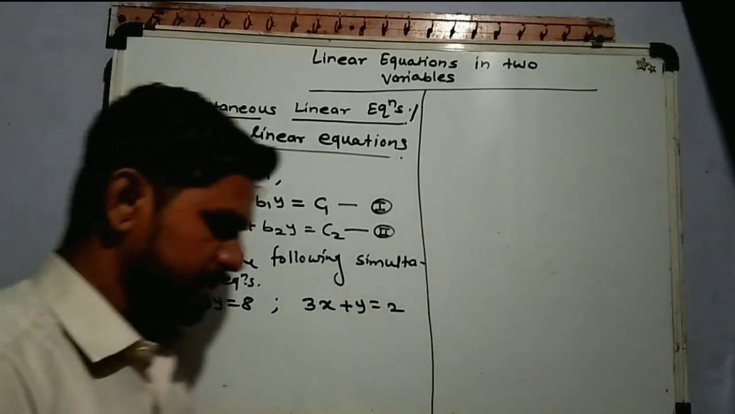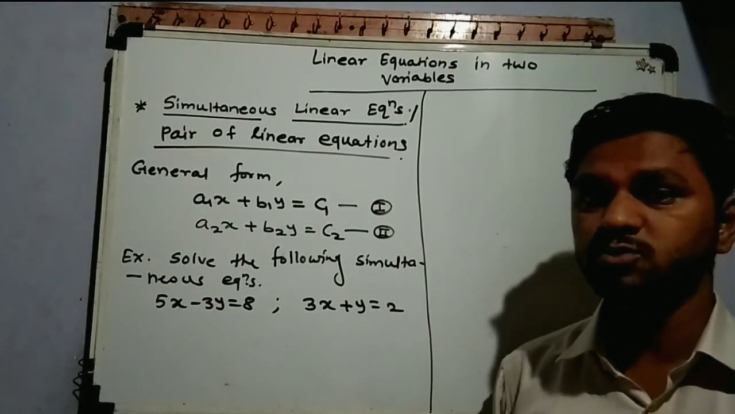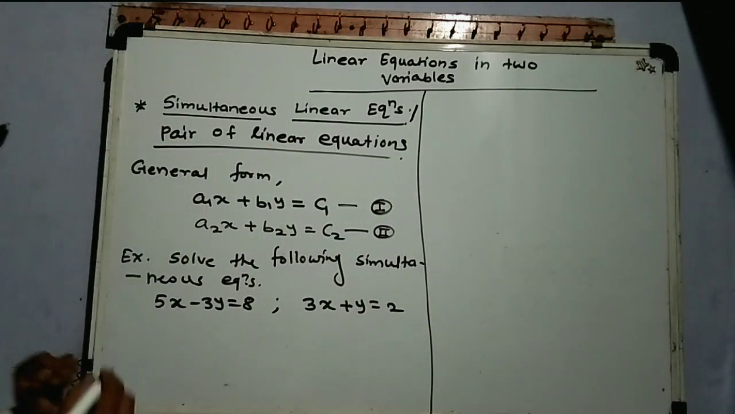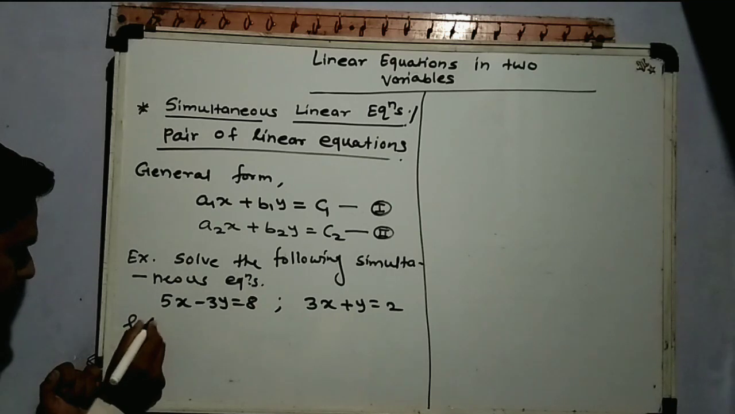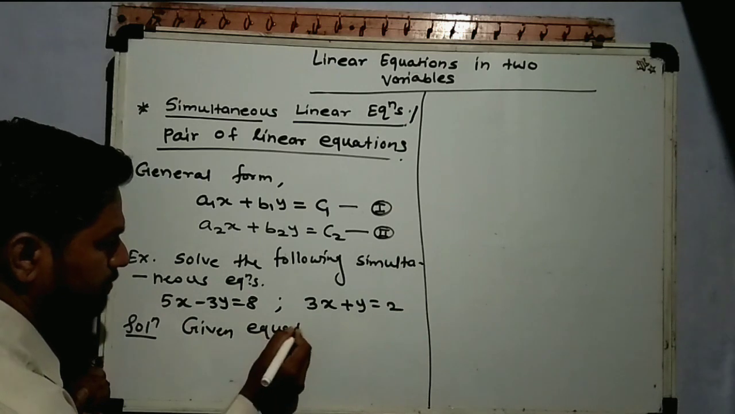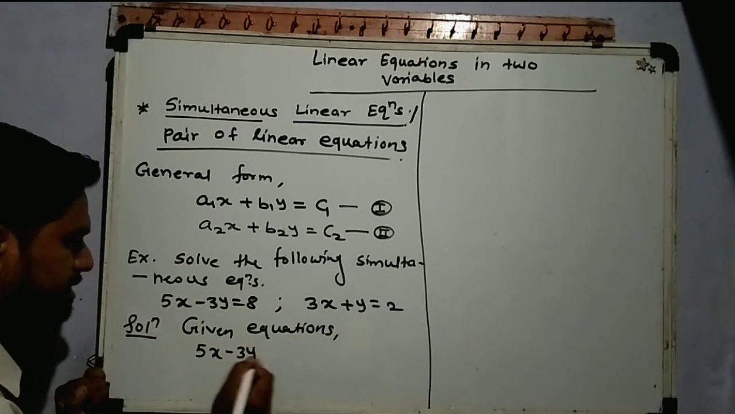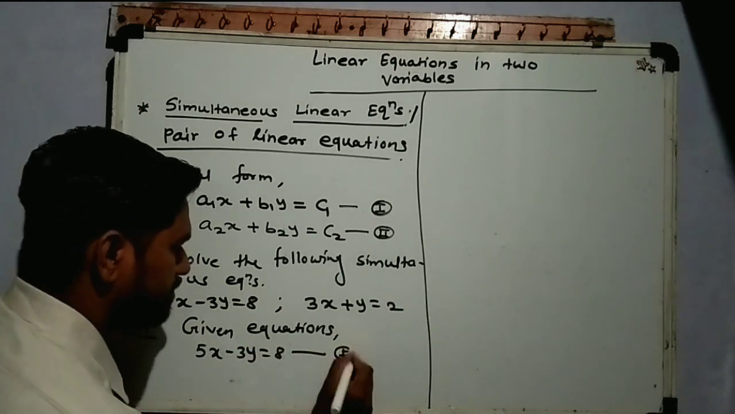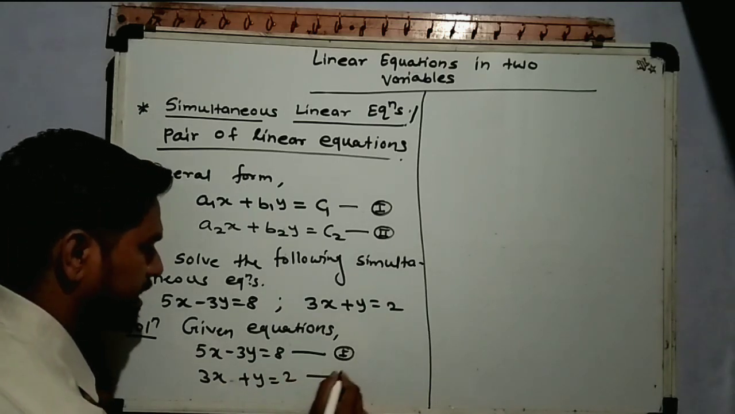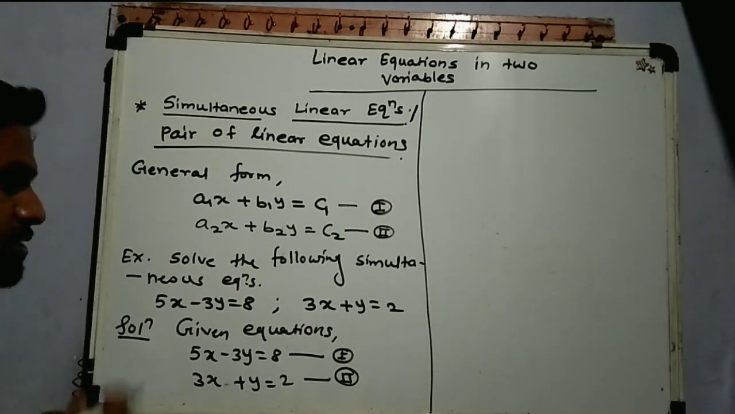So see, we have to solve this given equation. If we have to solve this equation, it means we have to find the values of x and y. Okay, so according to our rule, first write the given equations in the solution. What is the first equation? 5x minus 3y is equal to 8. Say equation number 1. Next, 3x plus y is equal to 2. Say equation number 2. So now I am going to take the first method for solving such type of linear equation.